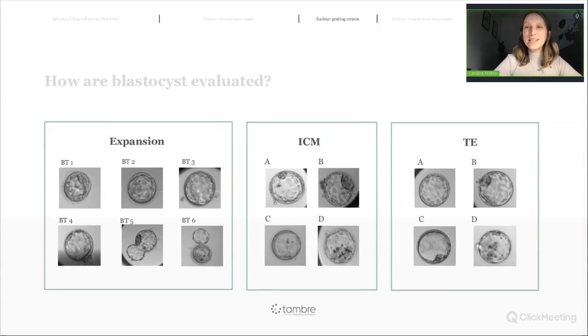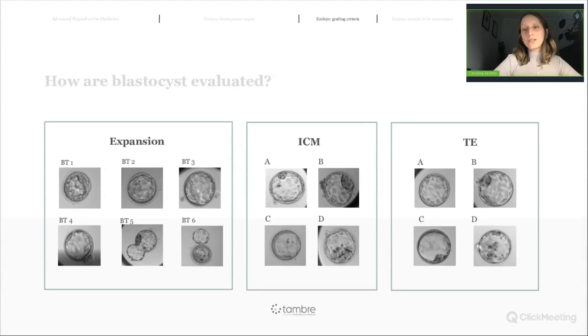Then grade C is when we cannot see very well the inner cell mass, or maybe it's formed by a very small number of cells. And finally, a grade D will be considered an embryo which has an inner cell mass that has degenerated cells which are non-viable. Finally, the trophectoderm is very similar to the inner cell mass.